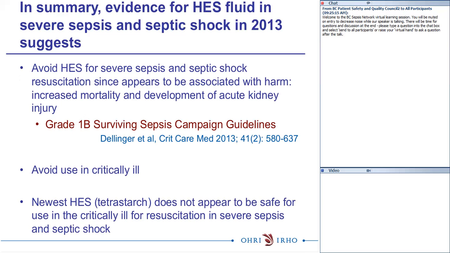And the final conclusion is that the newest tetrastarch really was used in these most recent trials, and it doesn't appear to be any more safe for use in our critically ill patients with severe sepsis and septic shock, or the critically ill for that matter.